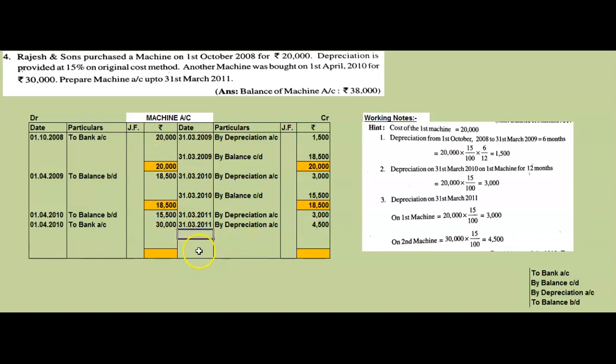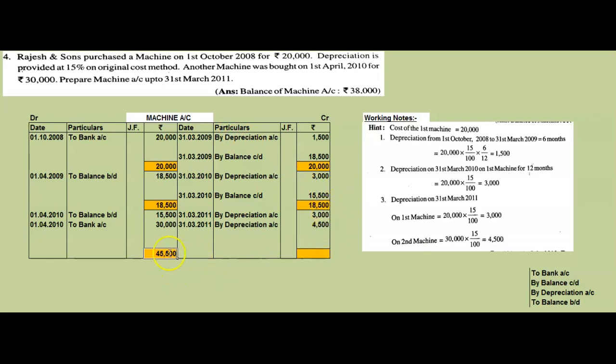Now, what is the next procedure? Same, don't get confused: the balancing procedure. Is anything left? Nothing is given, either that the machine is sold or anything else. So the next step is that we have to balance the machine. What is the procedure? Take the debit side total. The debit side total is 45,500. The credit side total is 7,500.